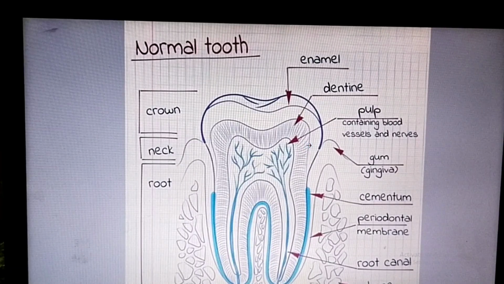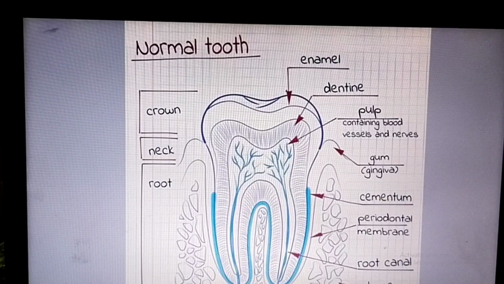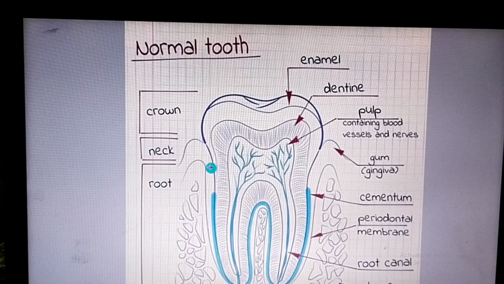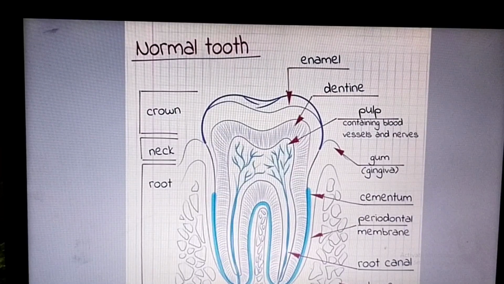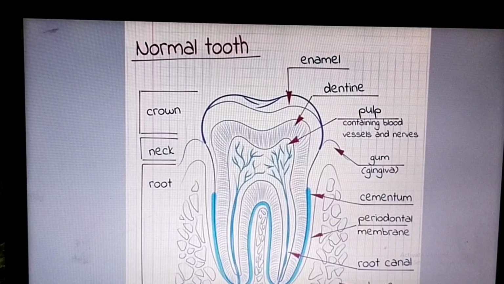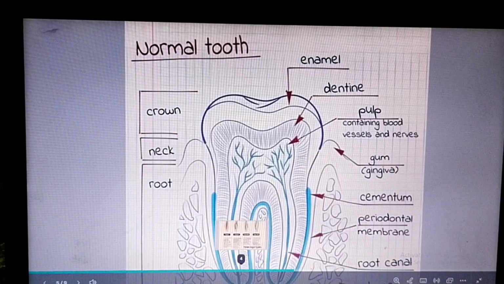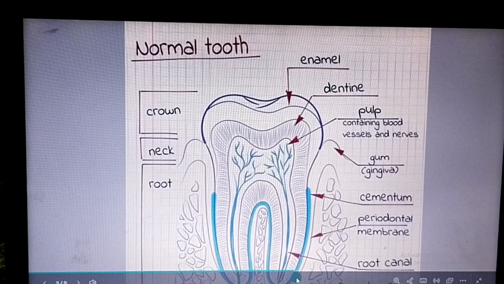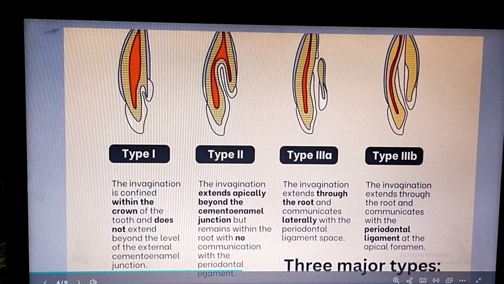And now type 2, it extends below the cemento-enamel junction and it ends in a blind sac. Now this is the cemento-enamel junction, as I already told you. When dens invaginatus extends below this junction, it is known as type 2. Okay? And the type 3 extends through the root and it perforates the apical area. Now these are the roots. And when dens invaginatus extends through this area and perforates the apical area, it will be known as type 3.